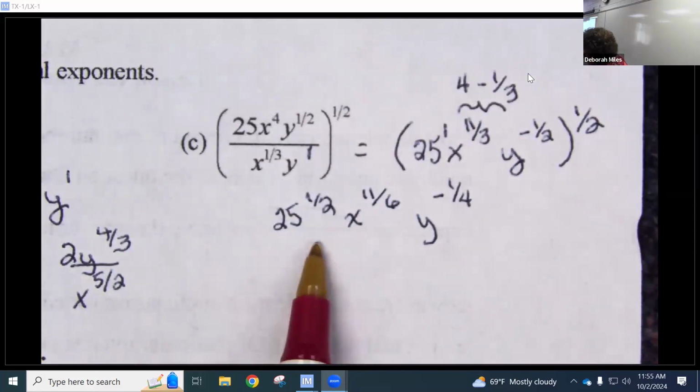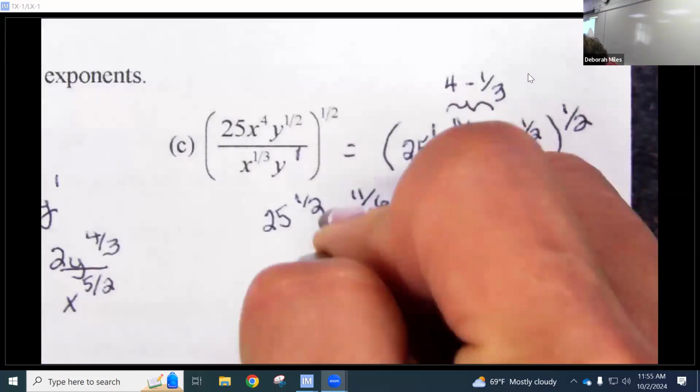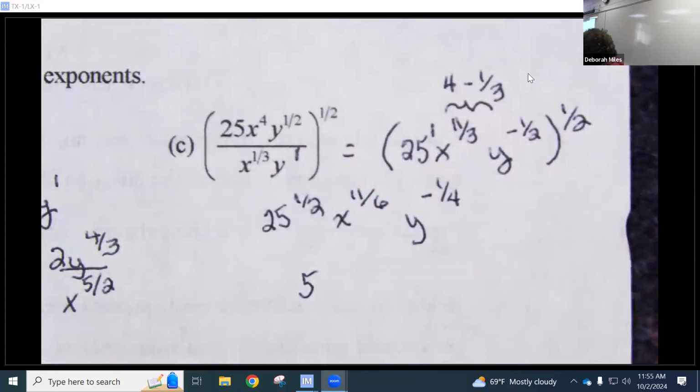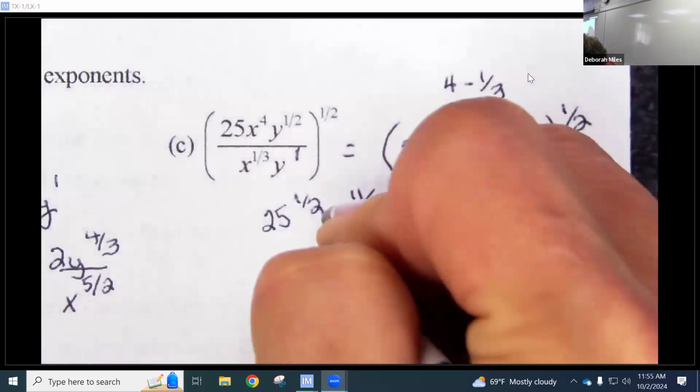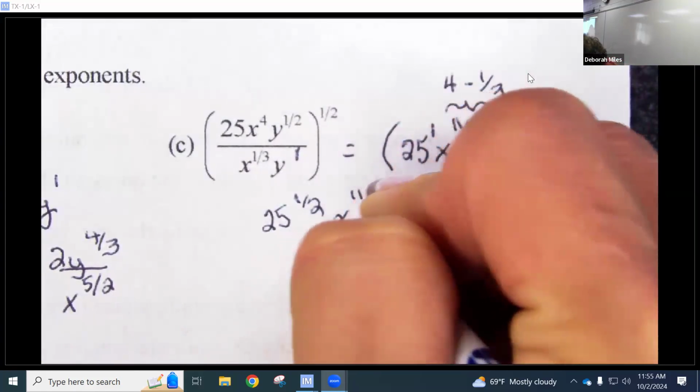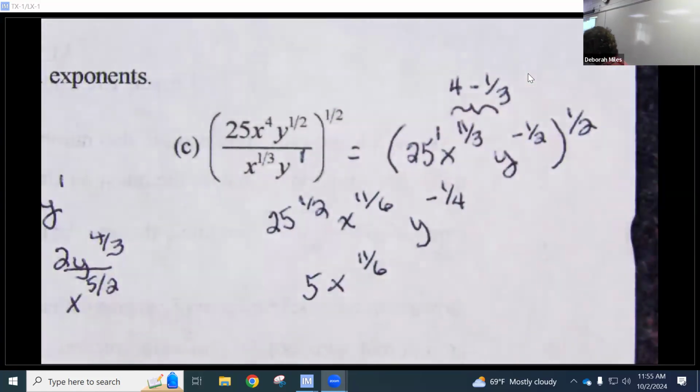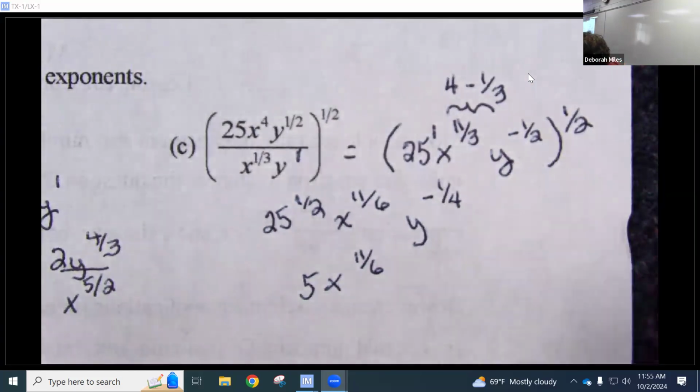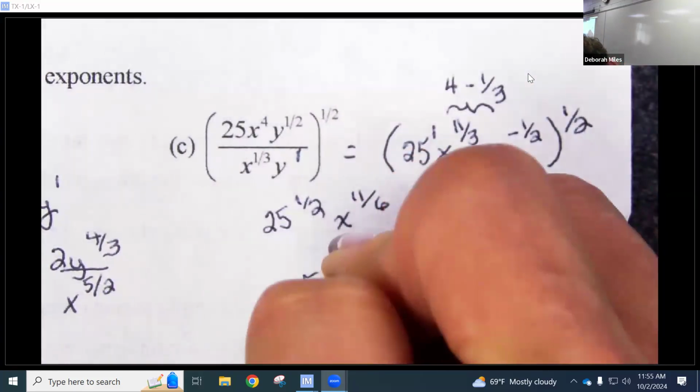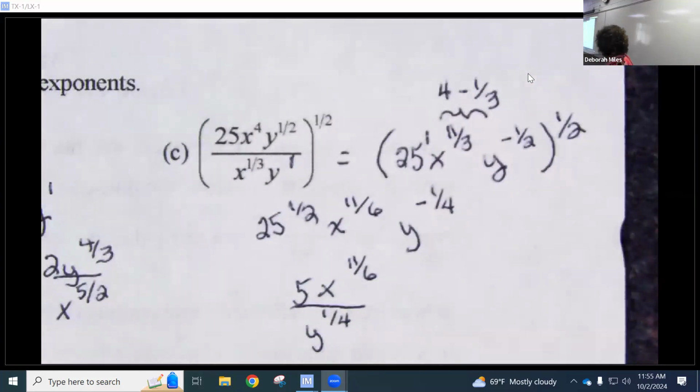What's 25 to the 1/2? What does it mean? Square root of 25, which is 5. And I'm going to go ahead and write the x to the 11/6 in the numerator because it has a positive exponent. Y to the 1/4 in the denominator because it had a negative exponent.